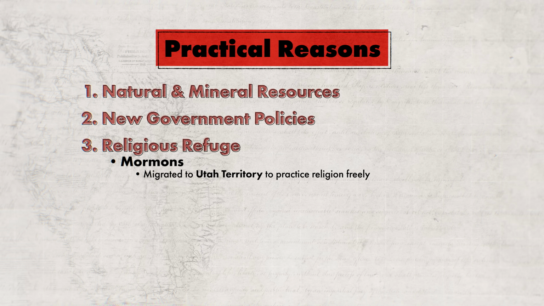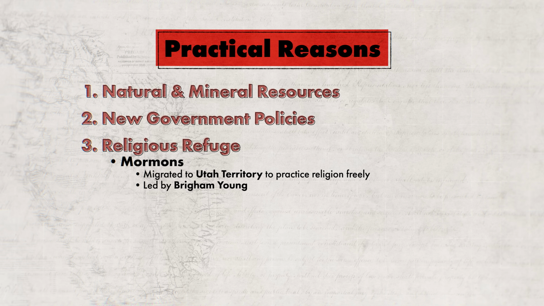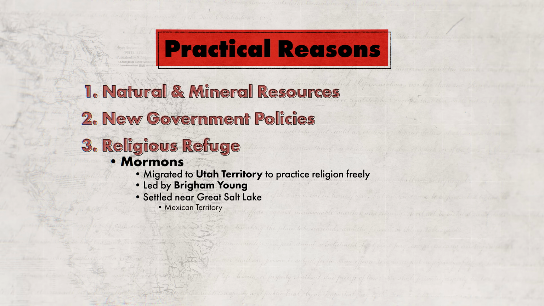Therefore, in 1847, they launched a massive exodus led by Smith's successor, Brigham Young, traveling thousands of miles west and settling near the Great Salt Lake in Utah, which at that point was still Mexican territory. In fact, over the course of only a few years, something like 16,000 Mormon migrants had settled in Utah.